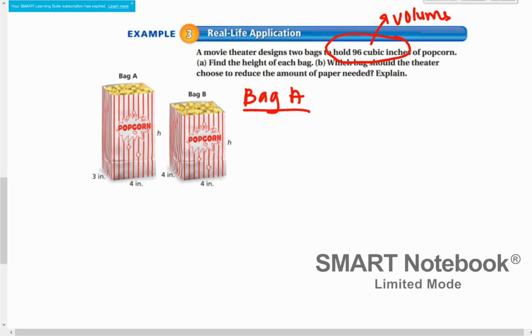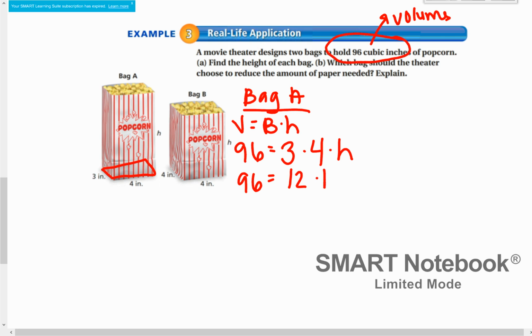Okay, volume equals area of the base times the height. Well, we know what our volume is, so we're going to plug that in for our volume. The base of bag A is going to be this rectangle down here, which is 3 by 4 times that height, which we don't know. So we're just going to leave it as an H. We're going to simplify. 96 equals 12 times H, since 3 times 4 is 12.